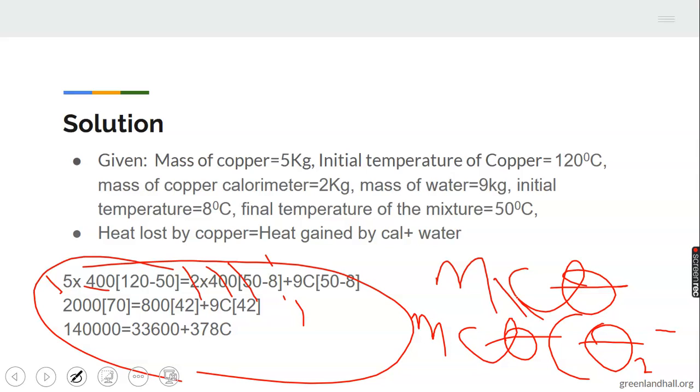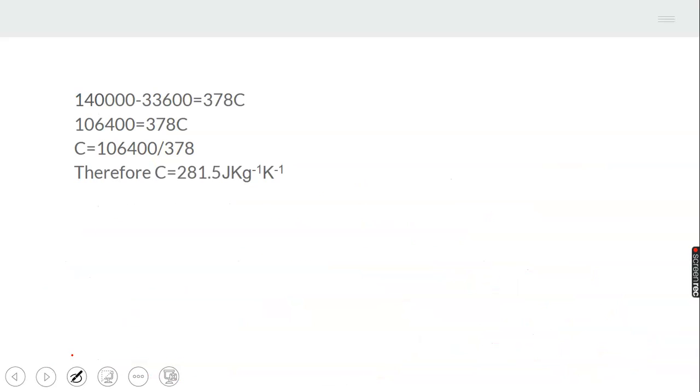So from here, take your calculator and calculate. You are going to get something like this. You get to this level, then when you get here, you do subtraction and divide by 378. Finally, you are going to get C equals 281.5 joules per kilogram per Kelvin.